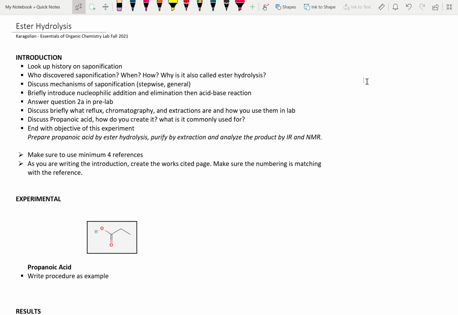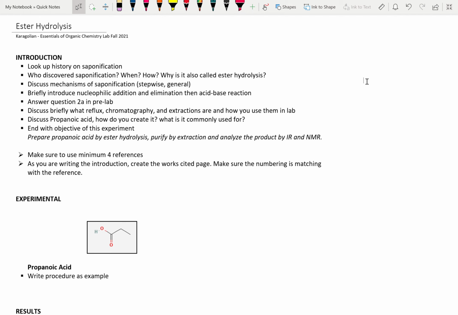Then discuss the propanoic acid and how do you create it? What is it commonly used for? So you need to search up all these. At the end of your introduction, you're going to end with an objective of this experiment. So something like, prepare propanoic acid by ester hydrolysis or saponification, purified by extraction, and analyze the product by IR and NMR.